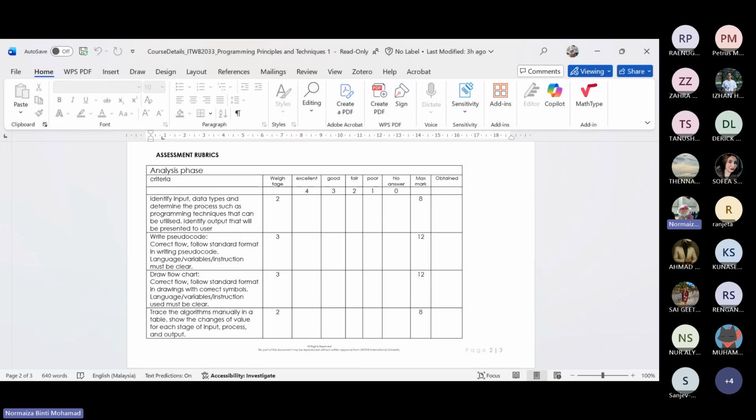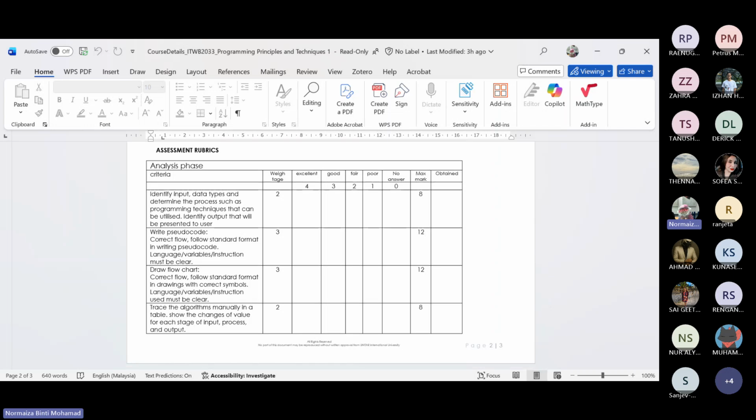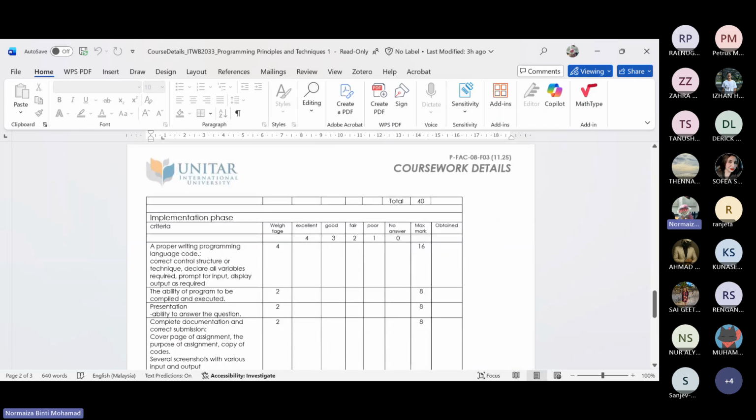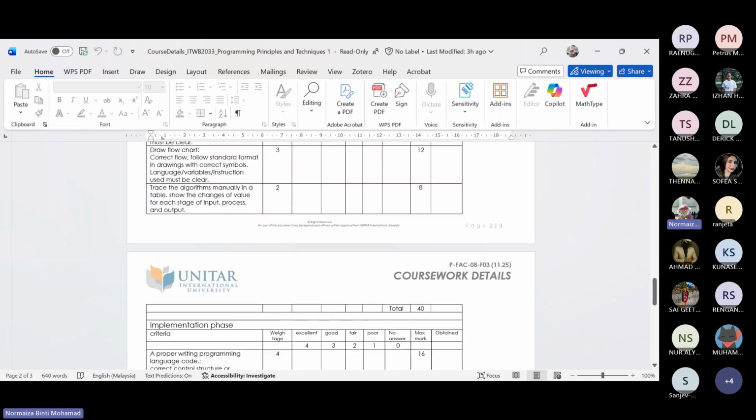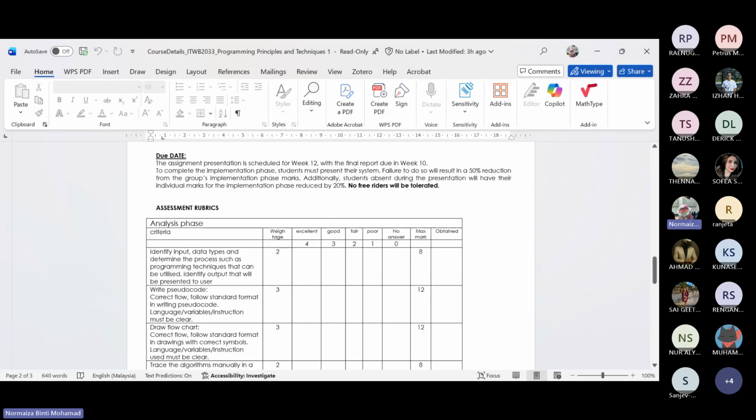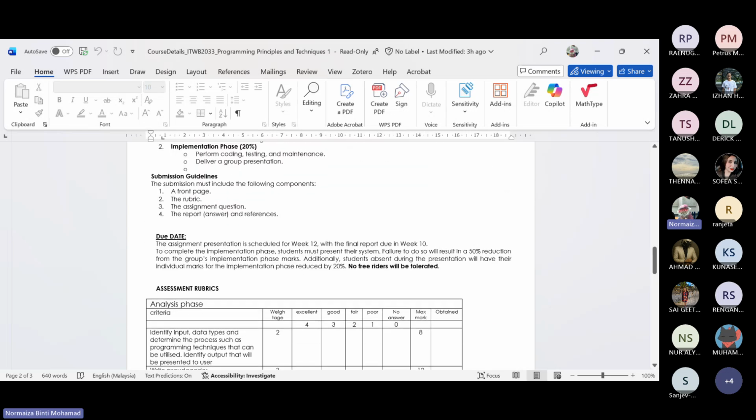Show the changes of value for each stage of input, process, and output. So you don't just write the pseudocode and know the flowchart, you need to trace the algorithm. That's for the analysis phase.